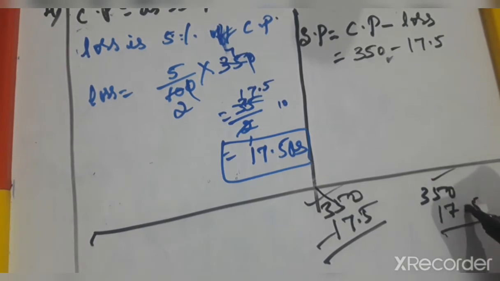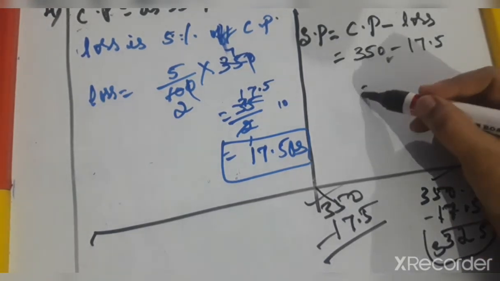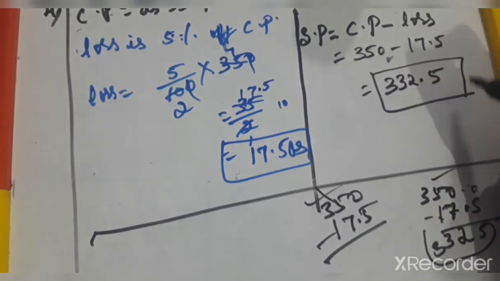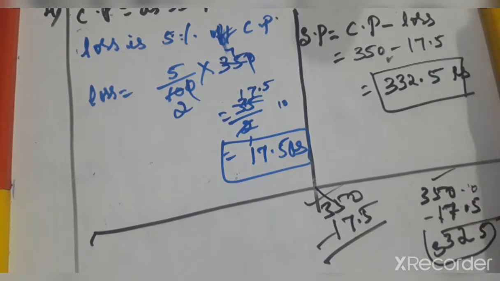So here the decimal point: the number before the decimal point is the ones place, then tens. After the decimal point is 1 by 10th. So we can put point 0 here. Here 0 minus 5 we can't, so borrow 1: 10 minus 5 is 5. Now here 9 minus 7 is 2. Now here 4 minus 1 is 3, and 3. So the answer is rupees 332.5, or 50 paise. Rupees 332.5.